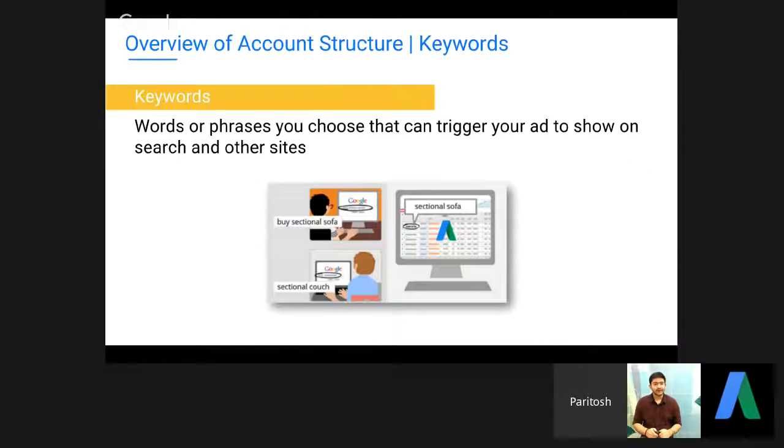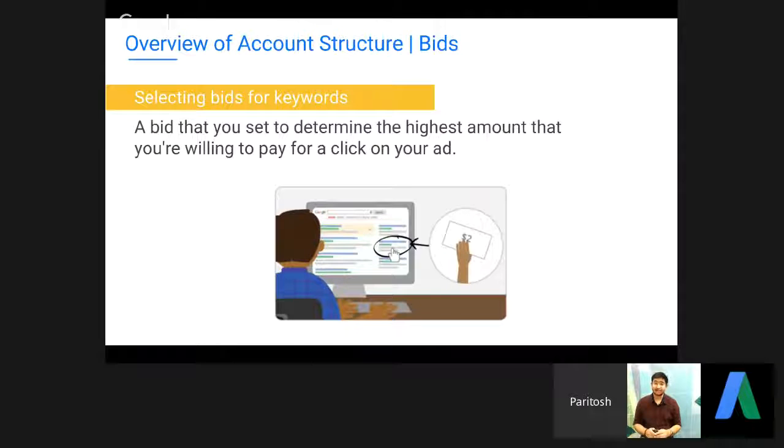Awesome. Moving on is the overview of certain things which you are going to be interacting with very often. The first thing are your keywords. So simply said, keywords are search terms which will trigger your ads in Google. So depending upon your business and depending upon what exactly you think a customer will search with when searching for you on Google, that's where your keywords come into the picture.